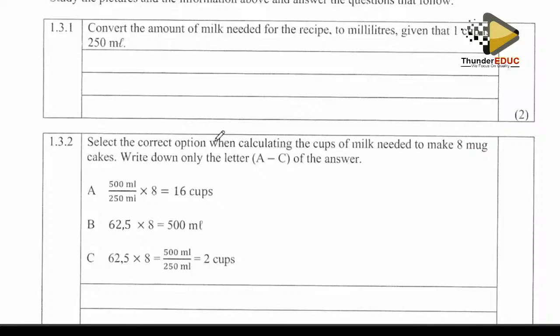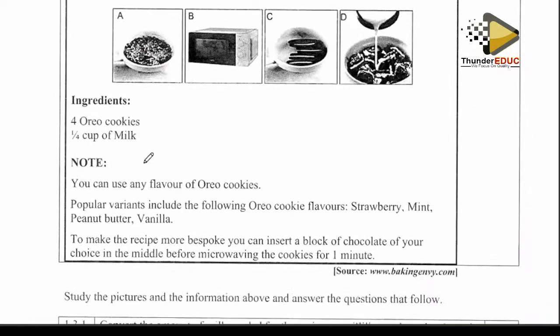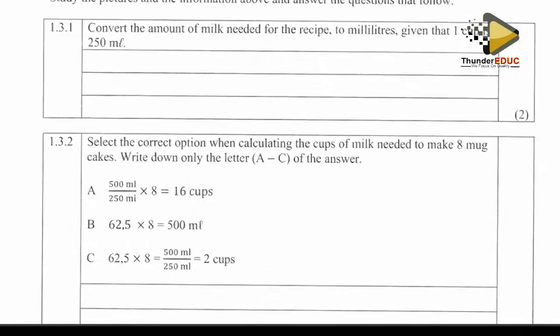Now the questions come in. Convert the amount of milk needed for the recipe to milliliters, given that 1 cup is 250. So let's come to the ingredients. What do we need? 1/4 of a cup of milk. So we shall say 1/4 times 250. So we find out that we need 62.5 milliliters. Okay, that's what we need mainly.